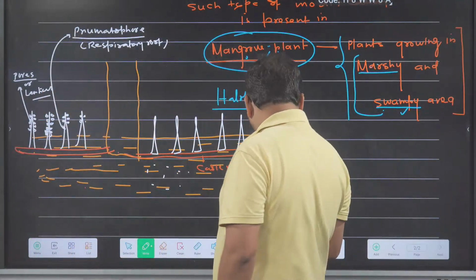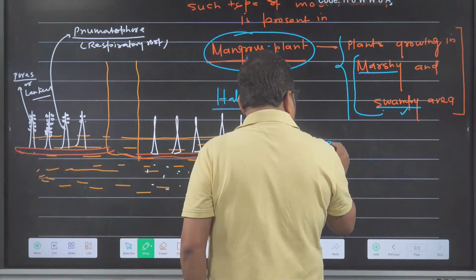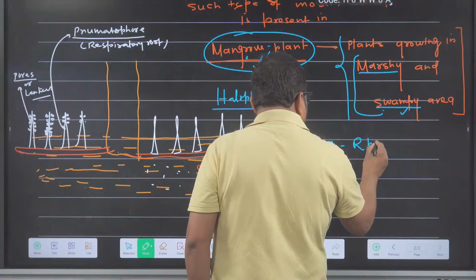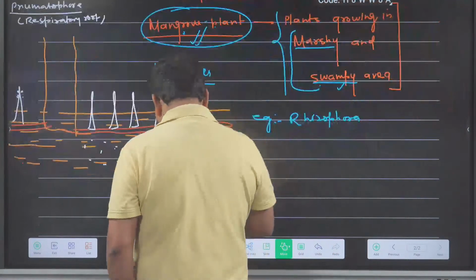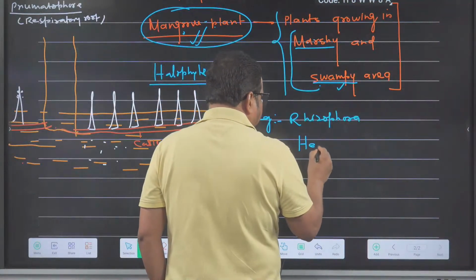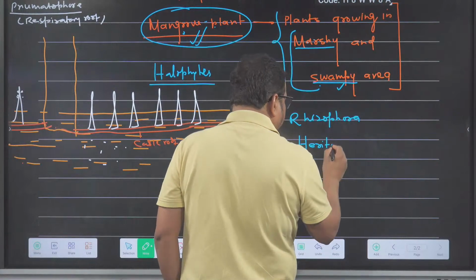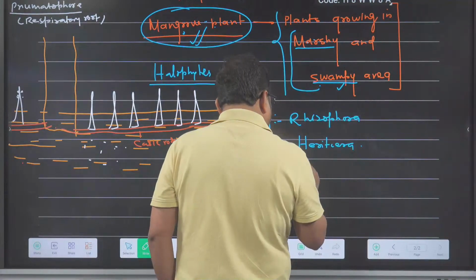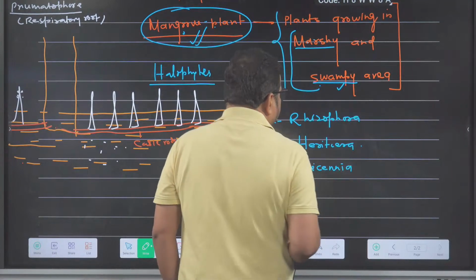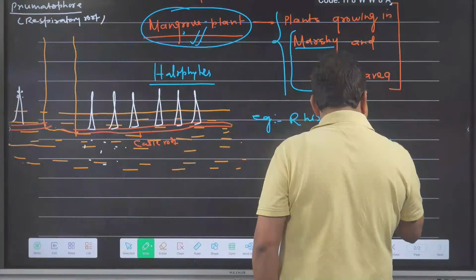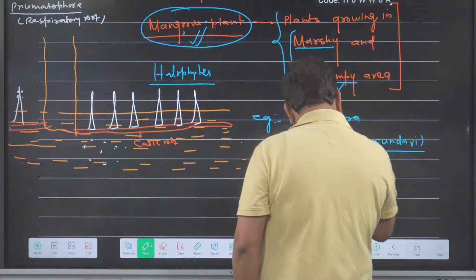Now I am telling you about examples where this respiratory root is present. One example NCERT wrote is Rhizophora. Another example, if you wish, Heritiera. Another example I am writing, Avicennia. Heritiera is also called Sundari.